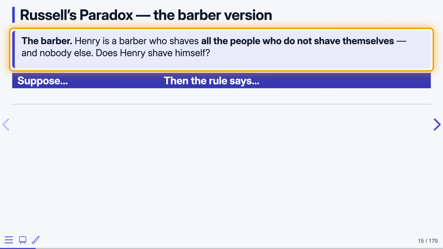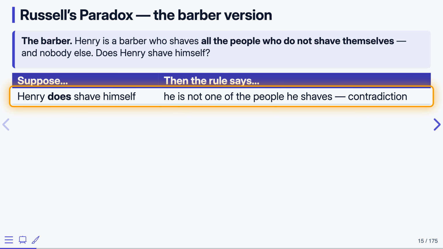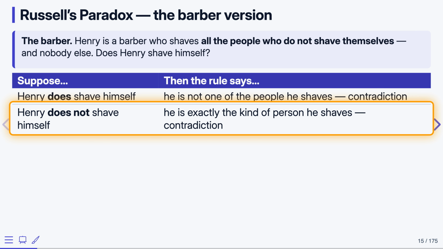Let us try a friendly version of the same paradox. Henry is a barber. He shaves all the people who do not shave themselves and nobody else. The question is simple. Does Henry shave himself? Try the first answer. Suppose Henry does shave himself. Then he shaves someone who shaves themselves and his own rule forbids that. Contradiction. Try the other answer.